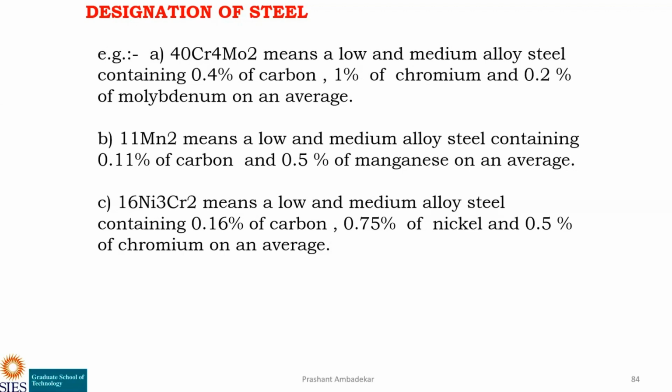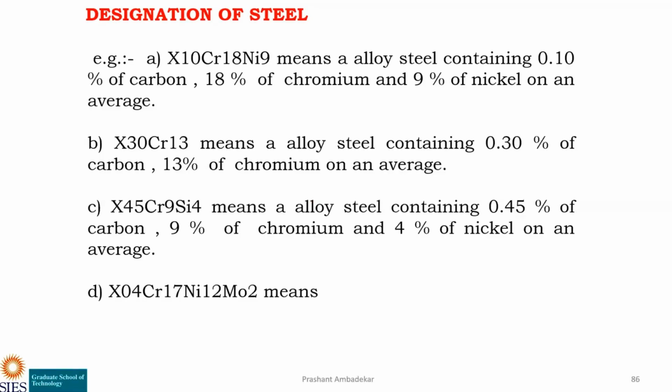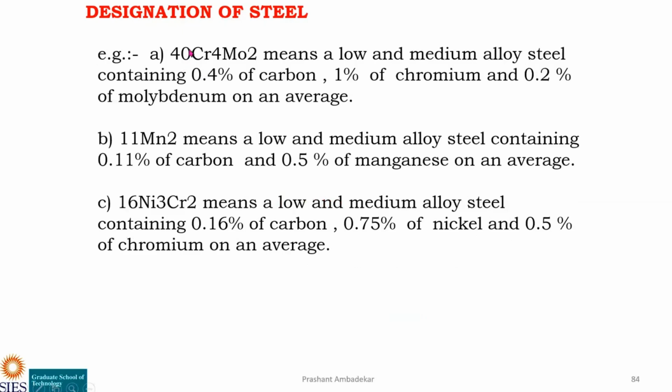So in low alloy steel, you will not see letter C. In alloy steel, you will not see letter C. So directly the percentage of carbon and the alloying elements. You can see here chromium is 4, molybdenum is 2. So you can guess from this that this cannot be a high alloy steel. It has to be low or medium alloy steel.